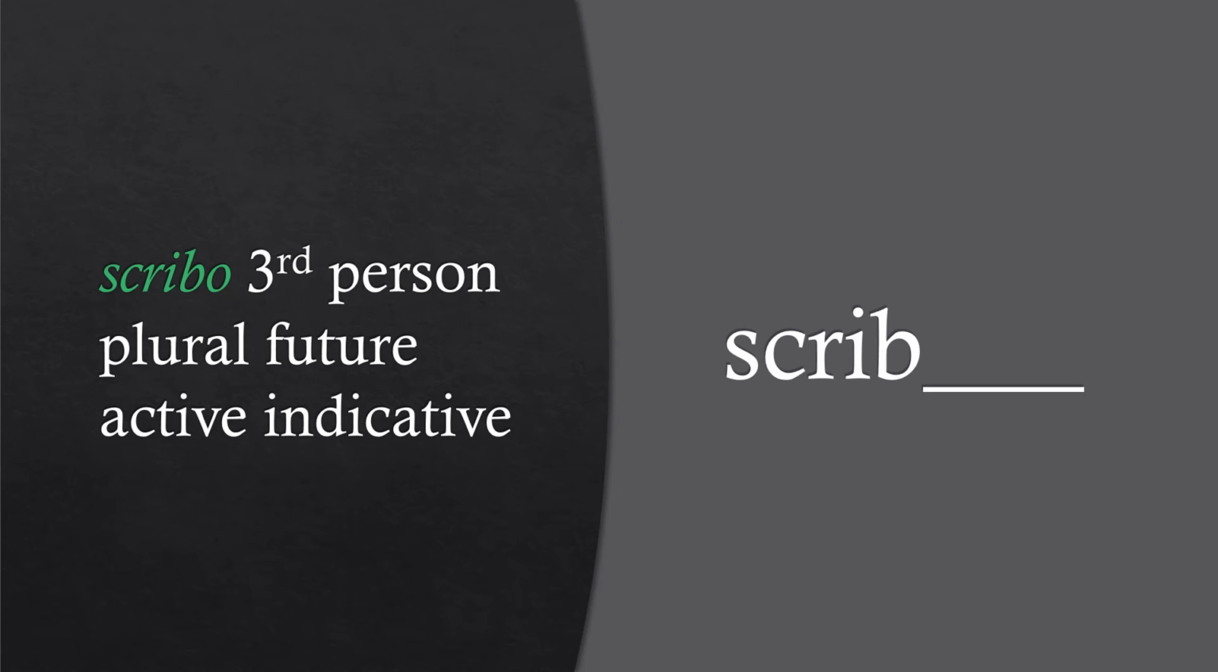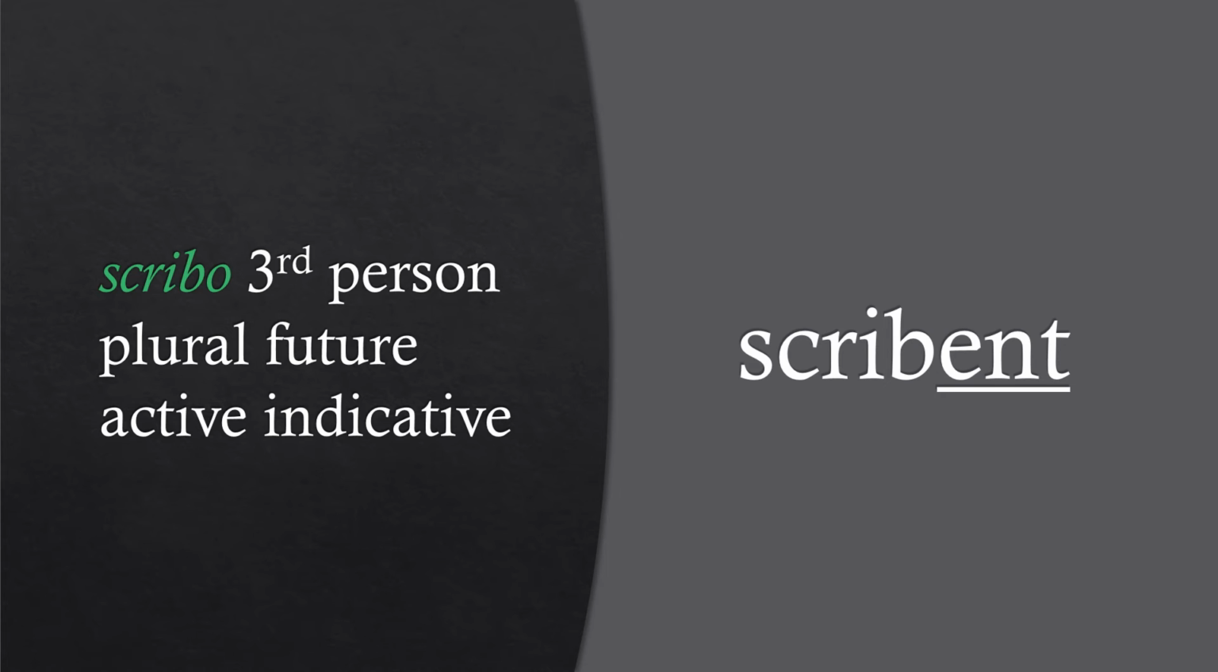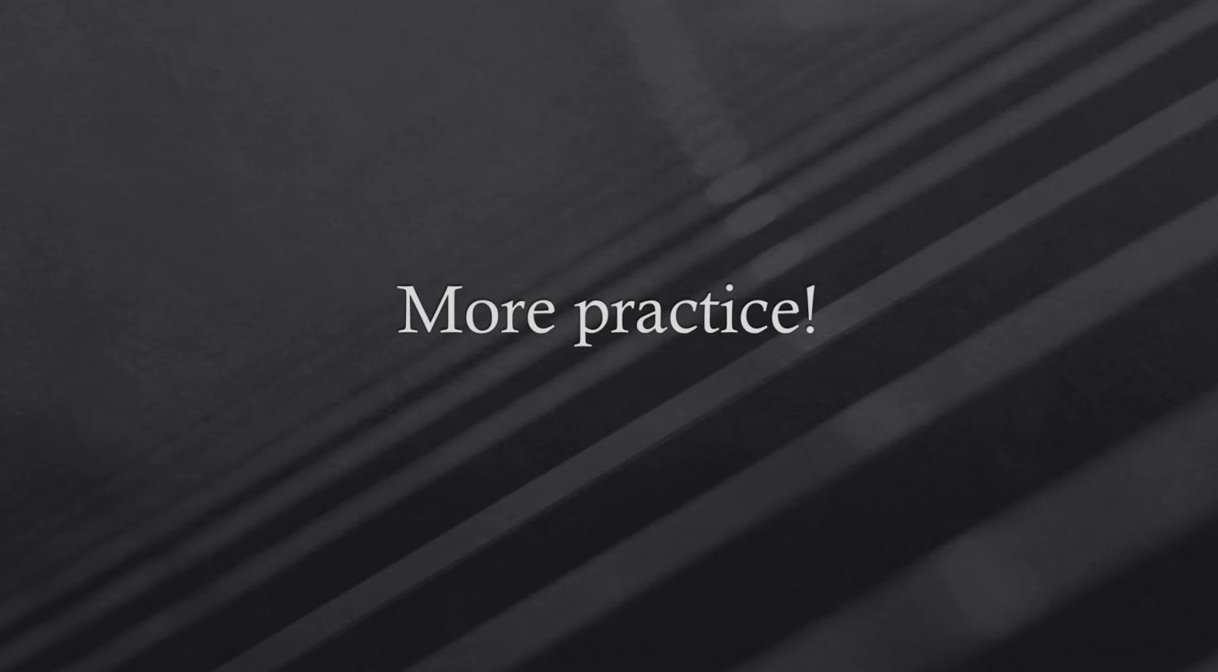Conjugate scribo in the third person plural future active indicative form. The correct form is scribent. Now let's try parsing. Remember, to parse a verb is to identify its person, number, tense, voice, and mood.